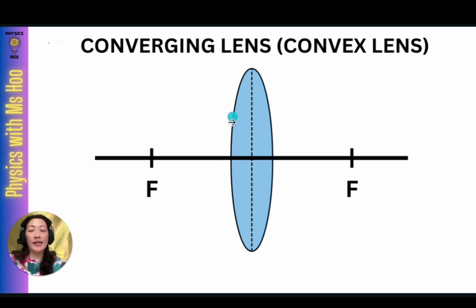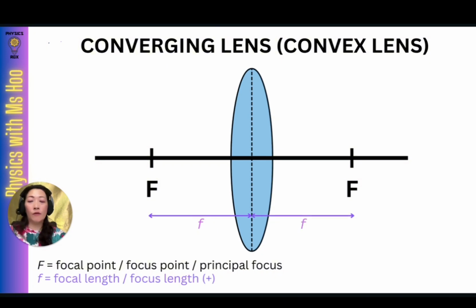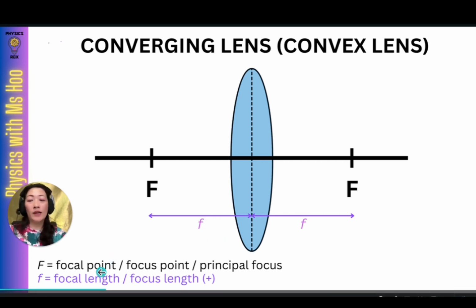Because a biconvex lens has equal curvature on both sides of the lens, the distance of these principal foci or focus points is equal from the lens. So let's go through the terms that you need to know in terms of the lens. As you already know, this capital F is known as the focal point or focus point or principal focus. The measurement of the distance of F from the lens is known as the focal length or focus length. This is normally ascribed with the small letter f. Similar to the point, focal length or focus length can be used interchangeably. They both mean the same thing.